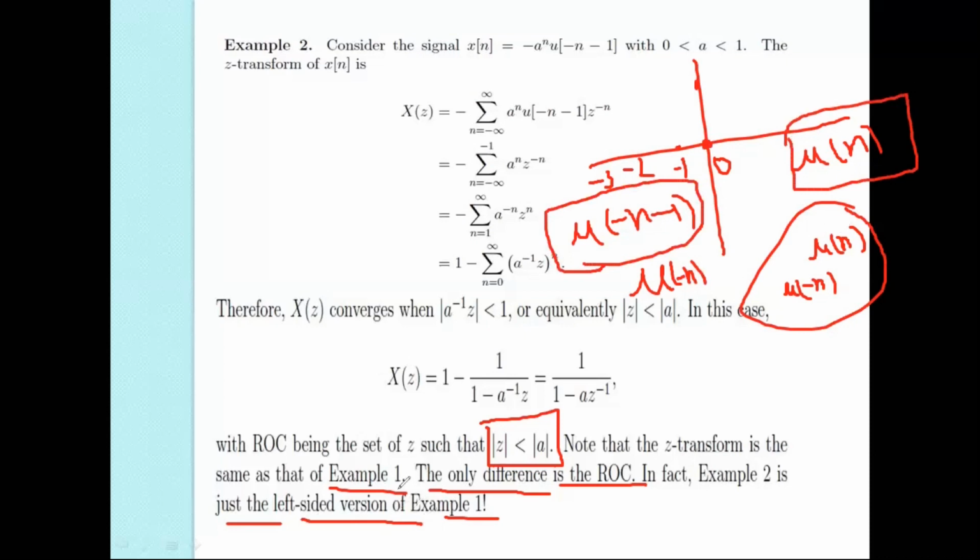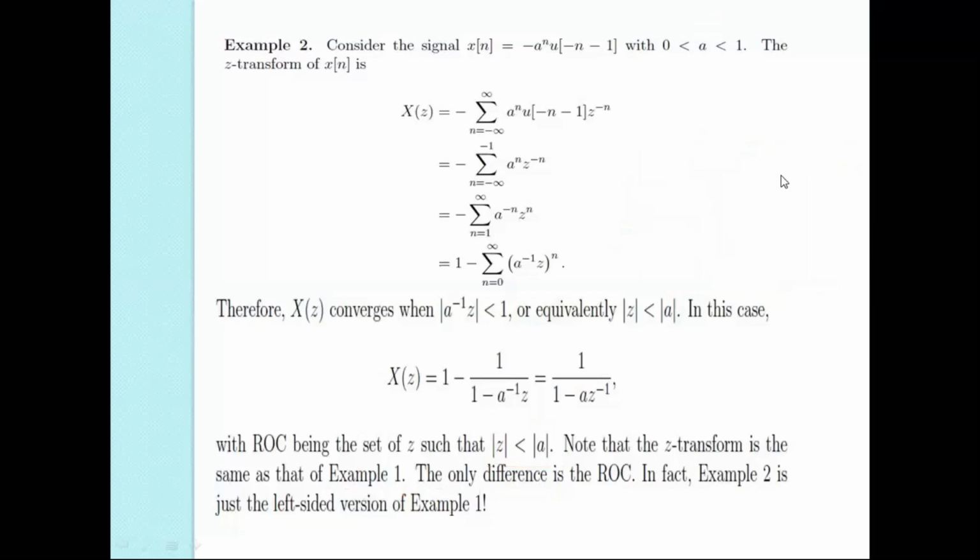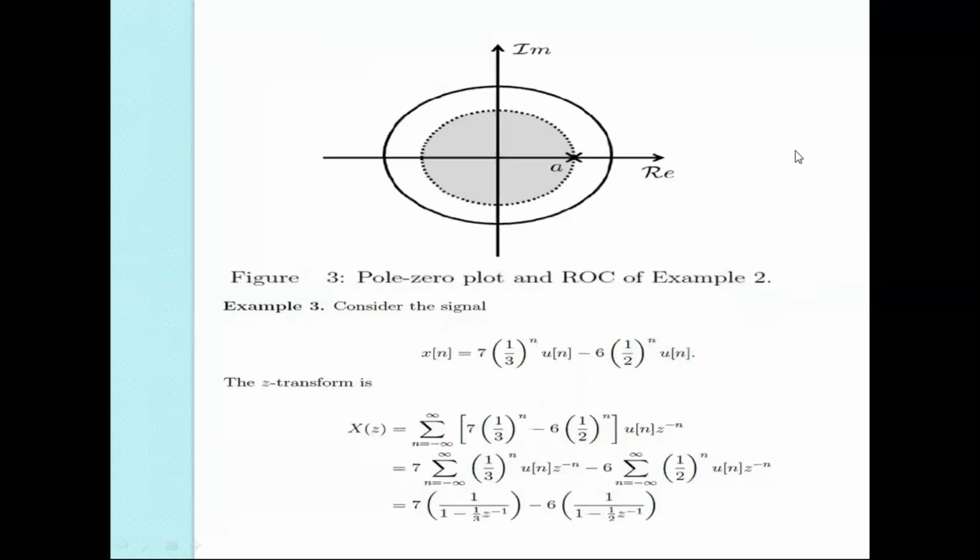Left sided version of example 1, what is it? Example 2. Got it, my dear students? These are very, very important examples: a power n u of n and minus a power n u of minus n minus 1. Okay. Next one. And here the whole 0 is there.